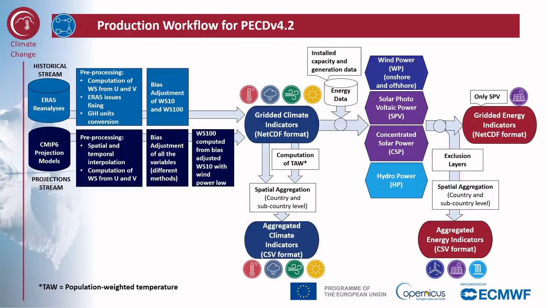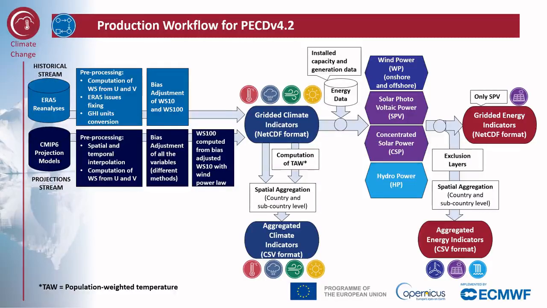For the projection stream, we begin with CMIP6 models, where the preprocessing includes spatial and temporal interpolation, since the CMIP6 models do not have the same resolution as the ERA5 reanalysis, and then also in this case computing wind speed from U and V components. Bias adjustment is then applied to all the variables using different methods. From this, wind speed at 100 meters is derived using the wind profile power law. At this point, the gridded climate indicators are ready.